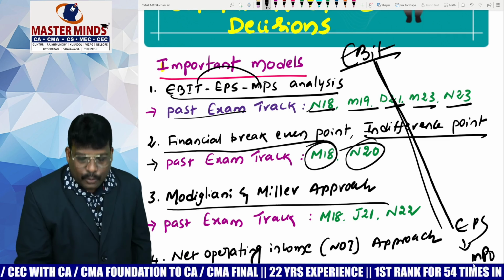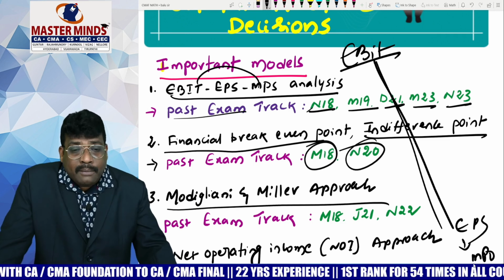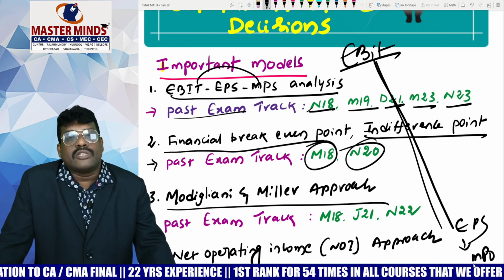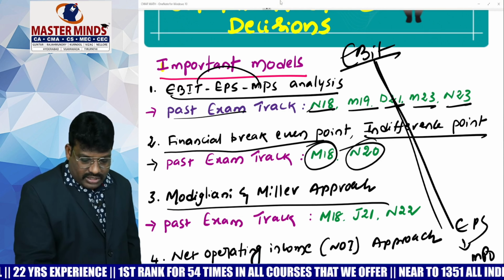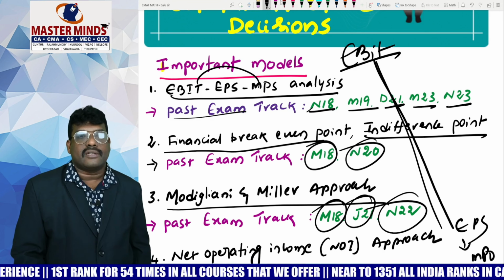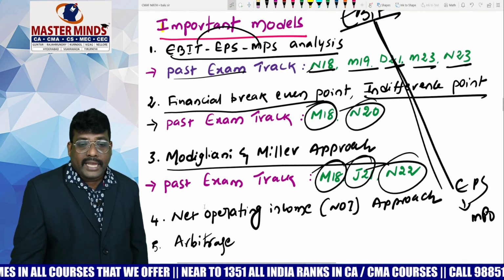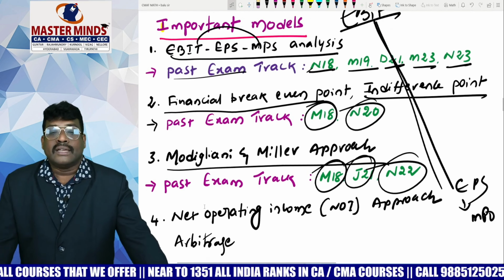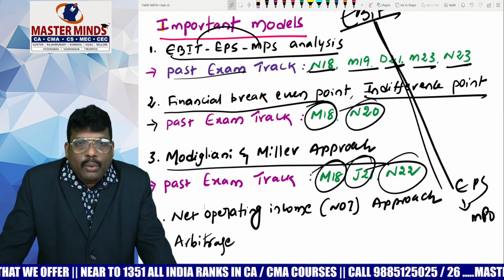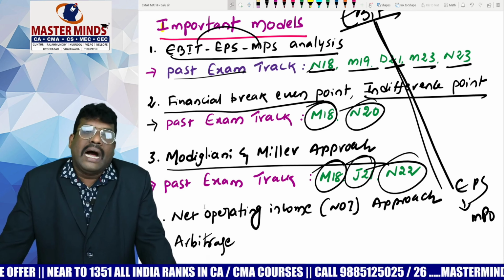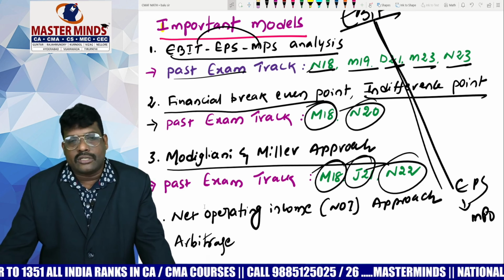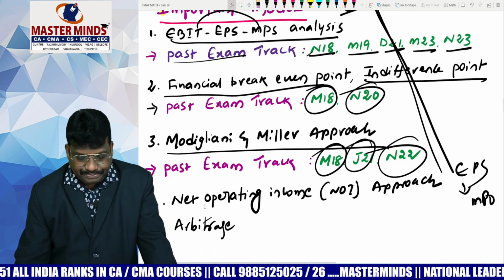At the same time, the Modigliani-Miller approach. Modigliani-Miller approach is an irrelevance model. This model practically proves the net operating income theory. Try to understand: they asked in 18, 21 and November 22 also. Thereafter, the net operating income approach also we should consider. David Durand's second theory: debt-equity mix does not change Ko and the market value of the firm, which is the ultimate theme of the net operating income approach. And thereafter, arbitrage also you have to concentrate on.